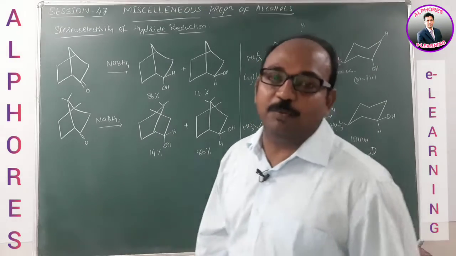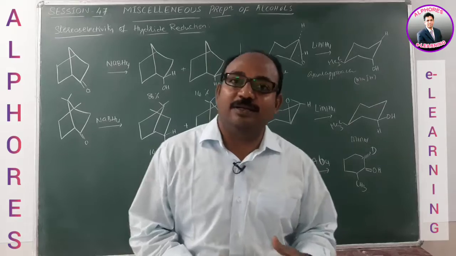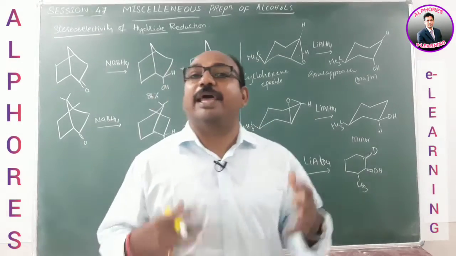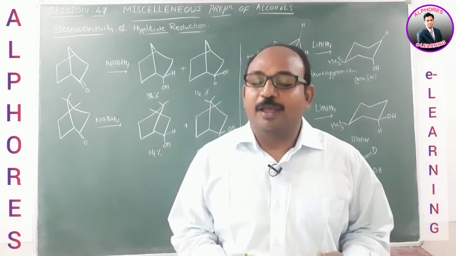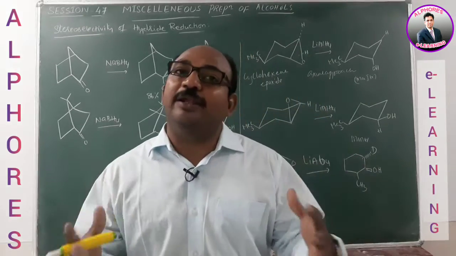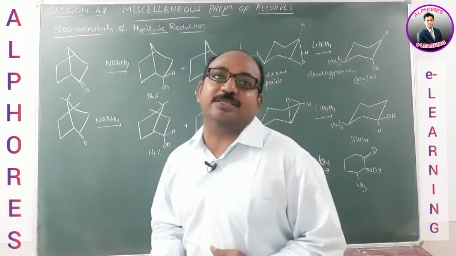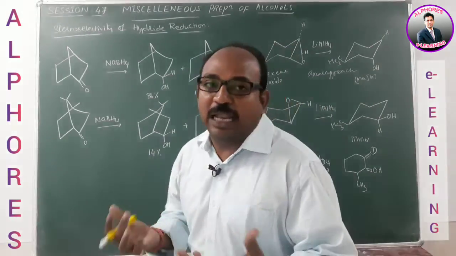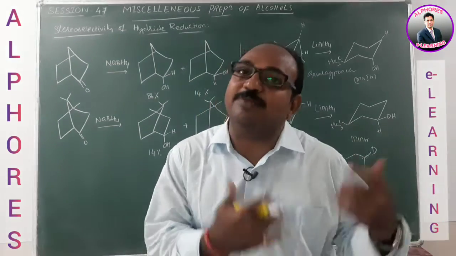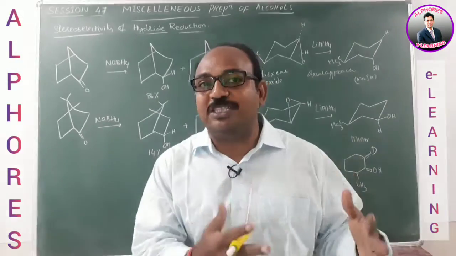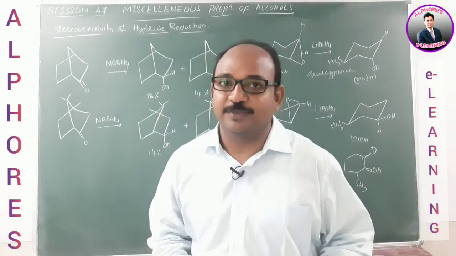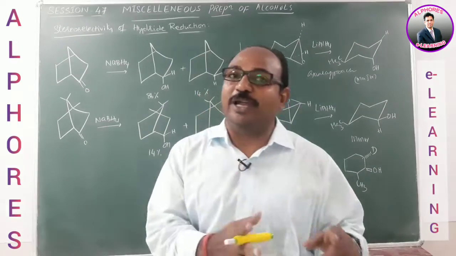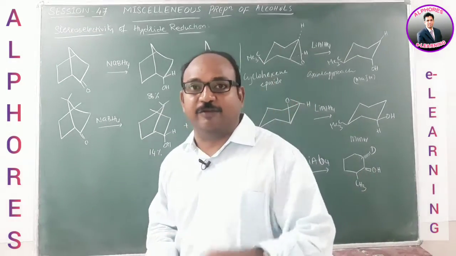So in the previous example, we considered hindrance of the attacking reagent. By making more and more hindrance in the attacking reagent, we get the less stable product as the major product and the more stable product as the minor product. Now, in order to get such a product, there is another alternative way.